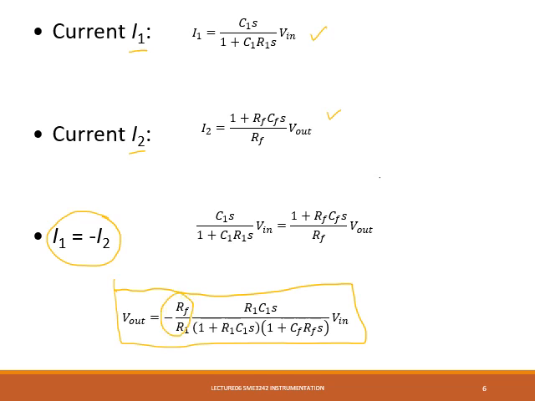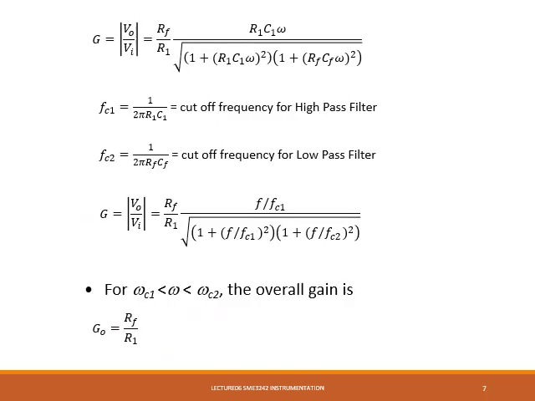1 over R1, C1S over 1 plus R1C1S is the high pass filter, and 1 over 1 plus CFRFS is the low pass filter. In form of frequency, the gain is written in form of omega here, and in band pass filter, we're going to have two cutoff frequencies.